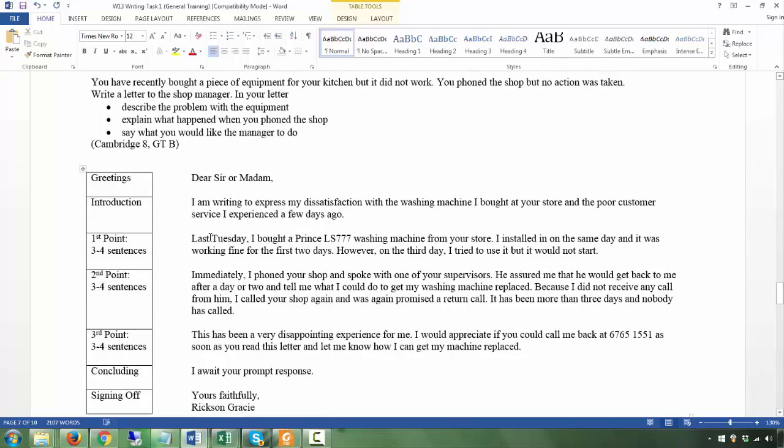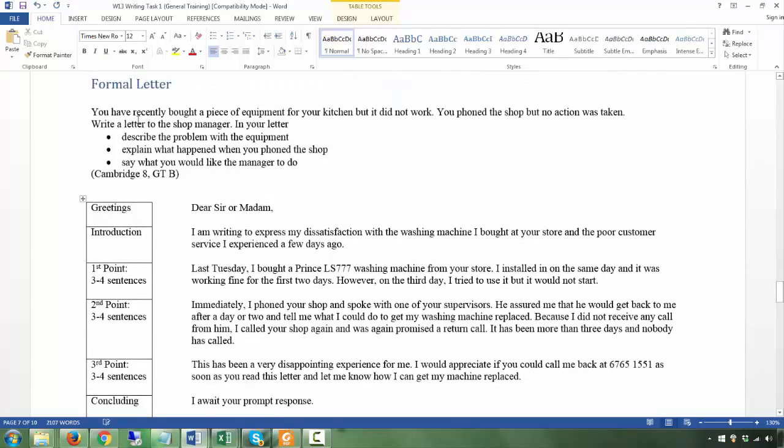Then get to the first point. 3 or 4 sentences is going to explain this. Describe the problem with the equipment. Last Tuesday I bought a Prince LS777 washing machine. Again, this brand and this model is made up from your store. I installed it on the same day, and it was working fine for the first 2 days. However, on the 3rd day I tried to use it, but it would not start.